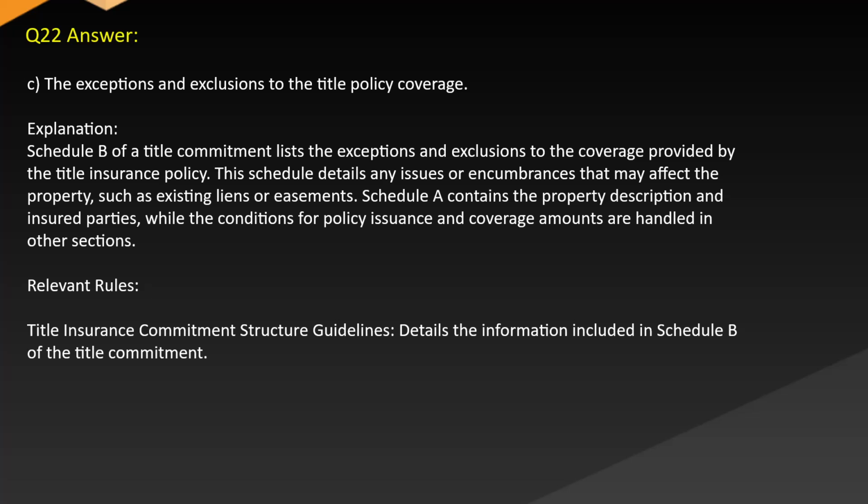Answer: C. The exceptions and exclusions to the title policy coverage. Explanation: Schedule B of a title commitment lists the exceptions and exclusions to the coverage provided by the title insurance policy. This schedule details any issues or encumbrances that may affect the property, such as existing liens or easements. Schedule A contains the property description and insured parties, while the conditions for policy issuance and coverage amounts are handled in other sections. Relevant rules: Title insurance commitment structure guidelines detail the information included in Schedule B of the title commitment.